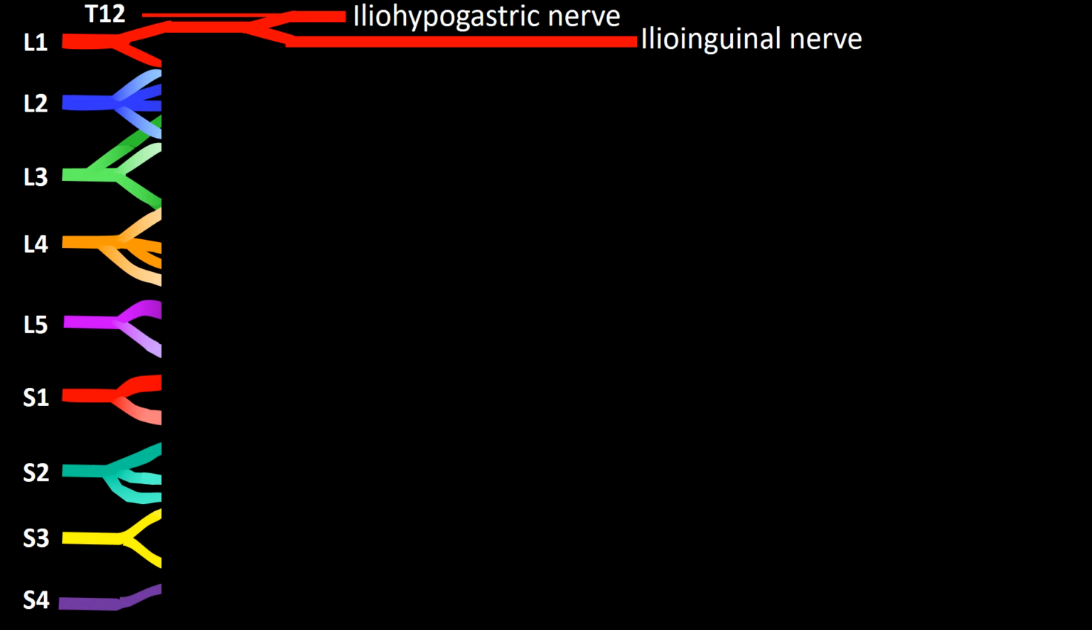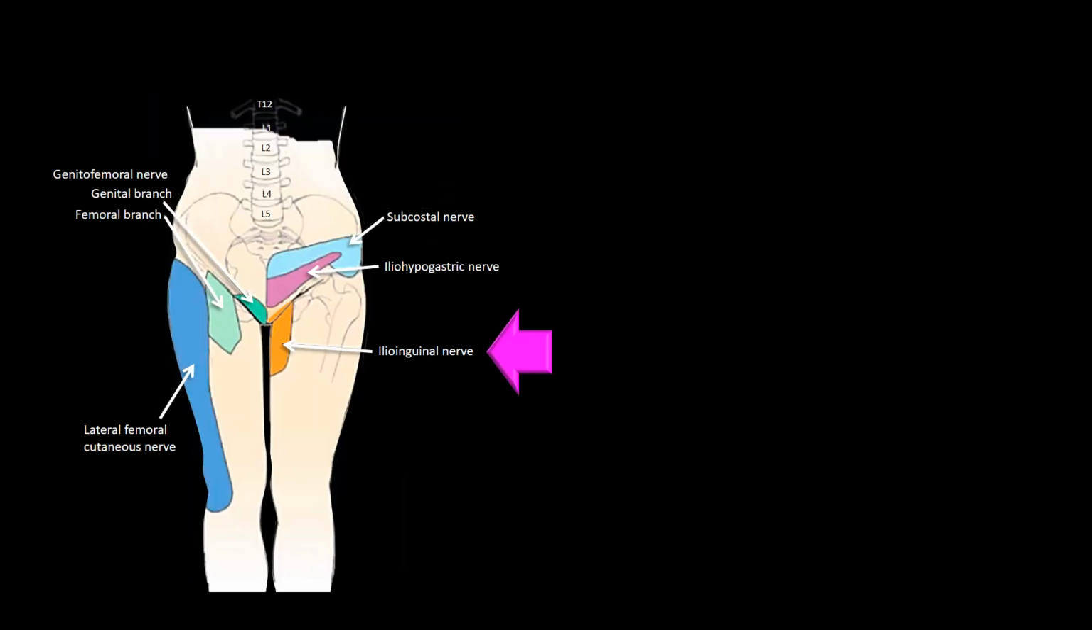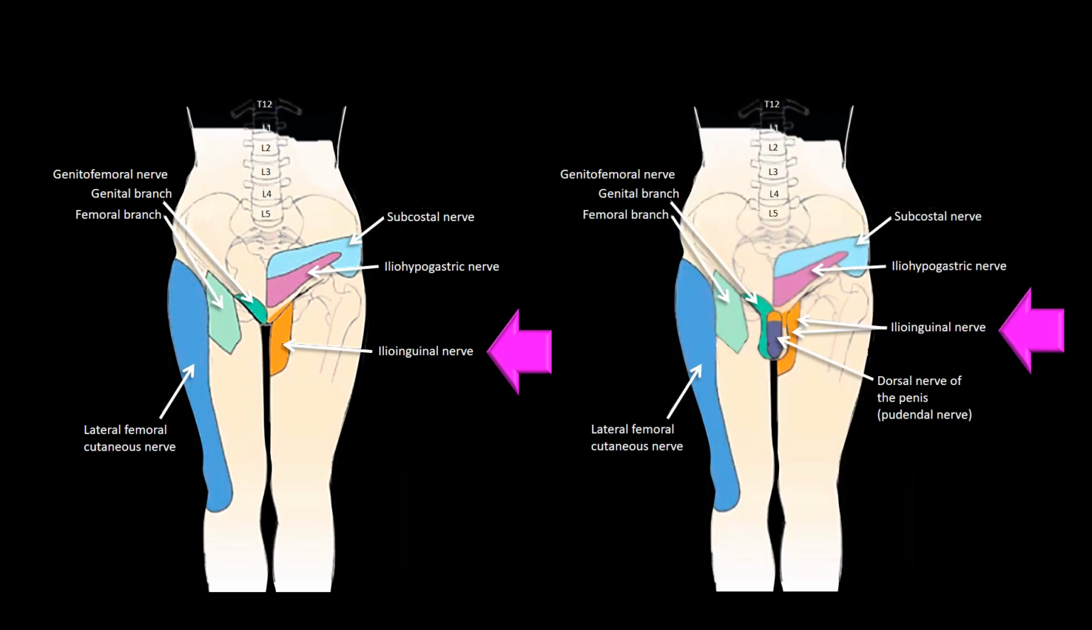Next, we will talk about the second nerve arising from the first division of L1, the ilioinguinal nerve. The ilioinguinal nerve is a pure sensory nerve. In women, it supplies sensory innervation to the upper portion of the inner thigh, mons pubis, and lateral aspect of the labia. In men, it supplies the upper portion of the inner thigh, the base of the penis, and the upper part of the scrotum.